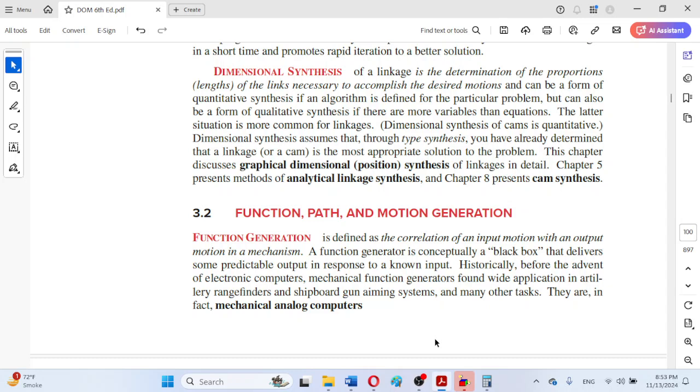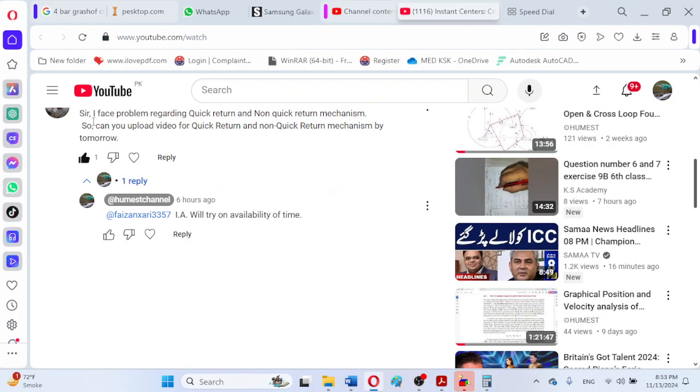Actually, I wanted to record some other topic with you, but I received a comment from a student today: "Sir, I face problems regarding quick return and non-quick return mechanisms. Can you upload a video on the quick return and non-quick return mechanism by tomorrow?" So I thought I would be helping if any student is facing some problem.